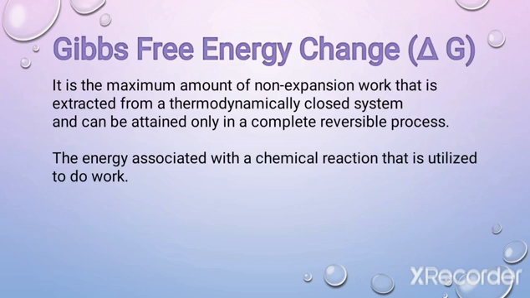Next is Gibbs free energy change, which is denoted by delta G. It is the maximum amount of non-expansion work that is extracted from a thermodynamically closed system and can be attained only in a completely reversible process. It is the energy associated with a chemical reaction that is utilized to do work.